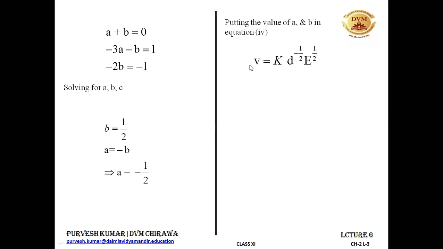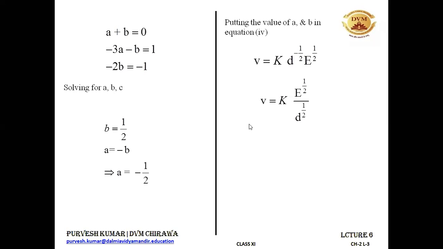So it becomes V, velocity, is equal to K constant, D to the power minus half, the value of A is minus half, and E to the power half, the value of B is half. So you can write it like this. When the power is negative, it will go in the denominator and it becomes positive in the denominator. So you are left with V equal to K E to the power half divided by D to the power half.